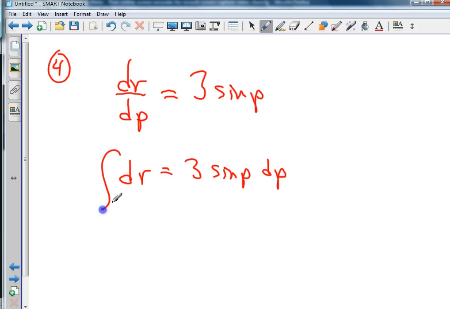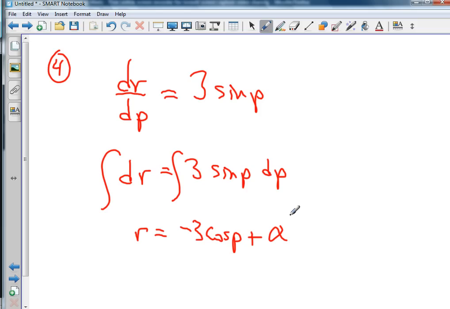All right, can you anti-differentiate that? What do you get? R is negative 3 cosine p plus a constant. How about alpha? I'm getting tired of C. Whatever constant you want. Remember, you can always check this. What's the derivative of negative 3 cosine p? Is it positive 3 sine p? It is, because the derivative of the cosine is negative sine. That's all she wrote.